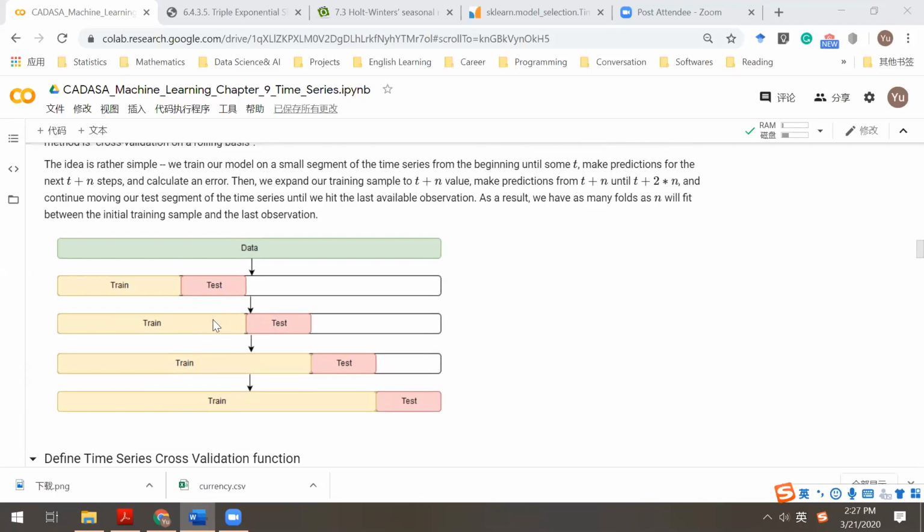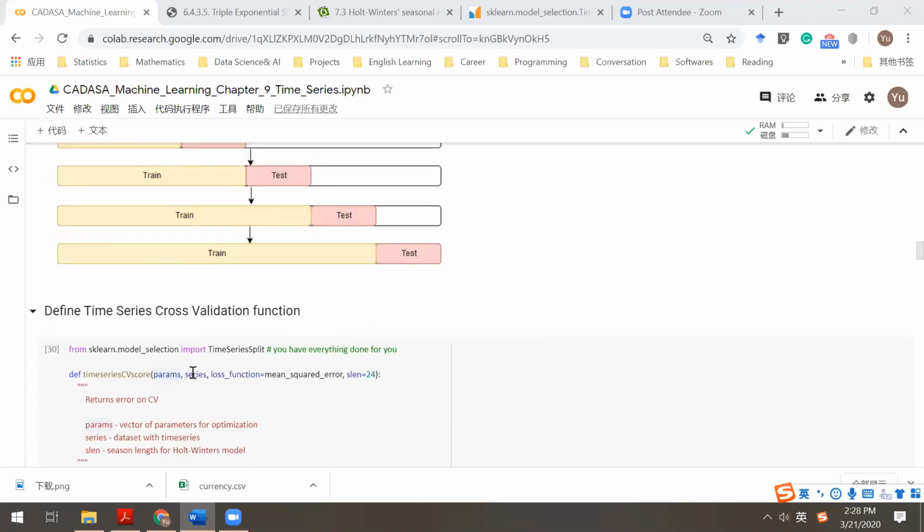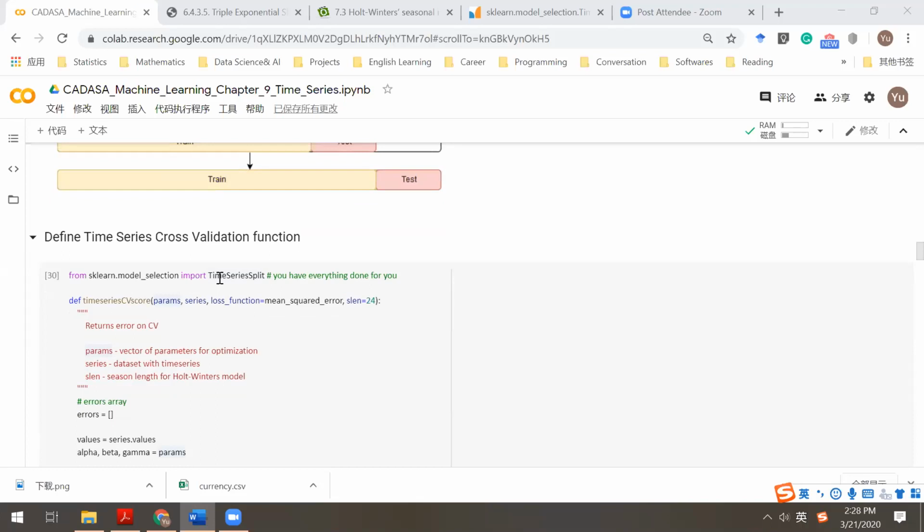The difference here is that you cannot select random data as a training set. You have to follow the time stamps, like in this graph. You should select more and more training data, then generate the test. And this is the defined time series cross-validation function.